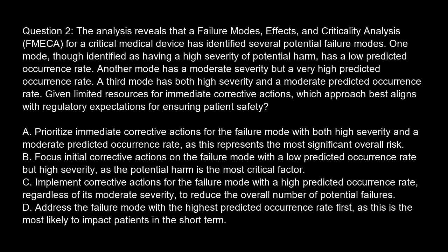Option A. Prioritize immediate corrective actions for the failure mode with both high severity and a moderate predicted occurrence rate, as this represents the most significant overall risk. Option B. Focus initial corrective actions on the failure mode with a low predicted occurrence rate but high severity, as the potential harm is the most critical factor. Option C. Implement corrective actions for the failure mode with a high predicted occurrence rate, regardless of its moderate severity, to reduce the overall number of potential failures. Option D. Address the failure mode with the highest predicted occurrence rate first, as this is the most likely to impact patients in the short term.